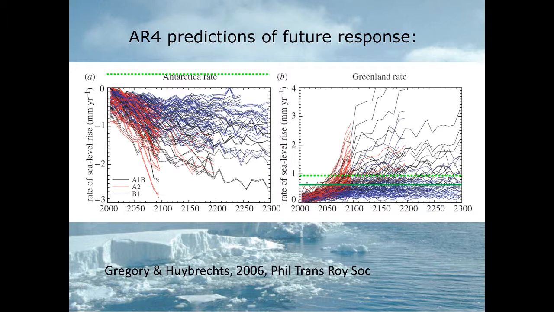This is from the AR4. These are many different AOGCM simulations of future climate, which were used to force an ice sheet model for Antarctica and Greenland. And you can see that they're inverted, so Antarctica gains mass and Greenland loses mass. These dashed lines are actually where we are in about 2010, so sort of here. And you can see that they're way off the scale.